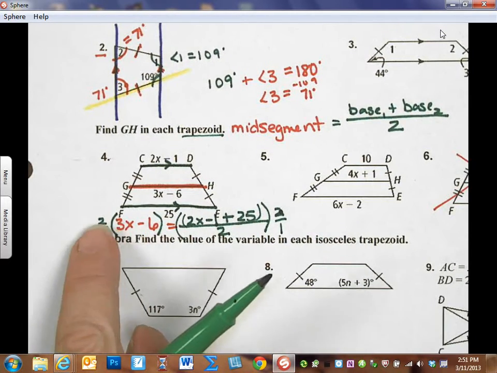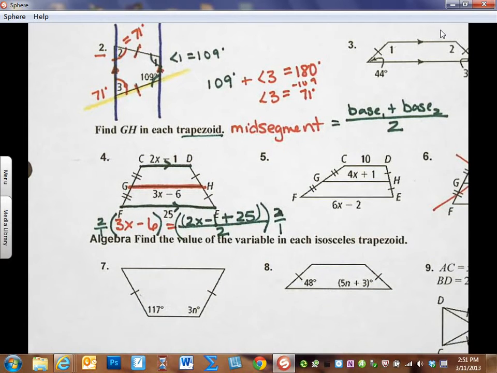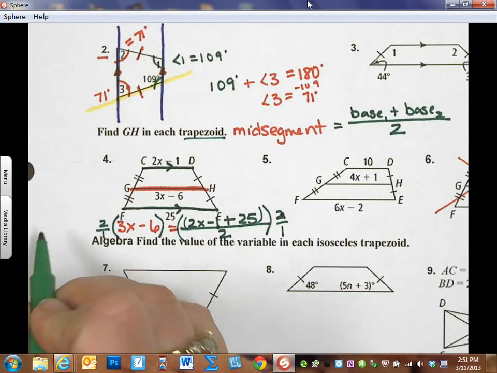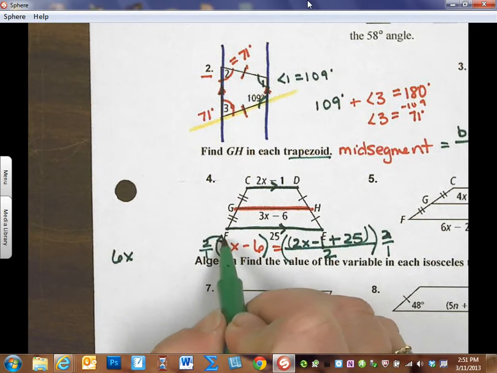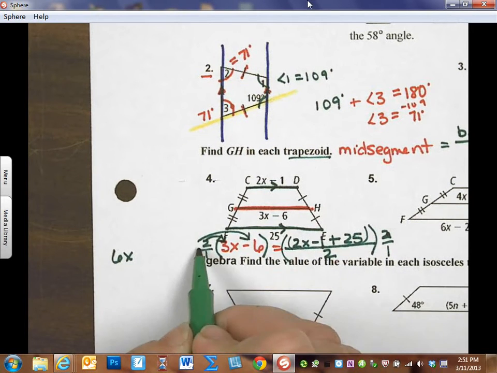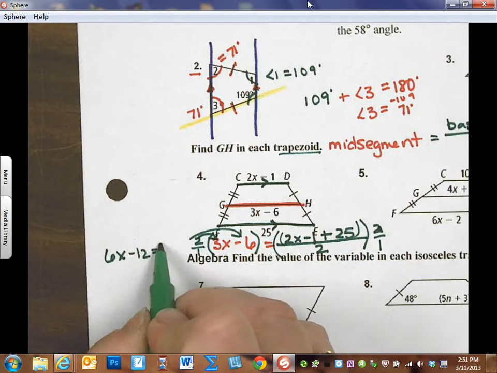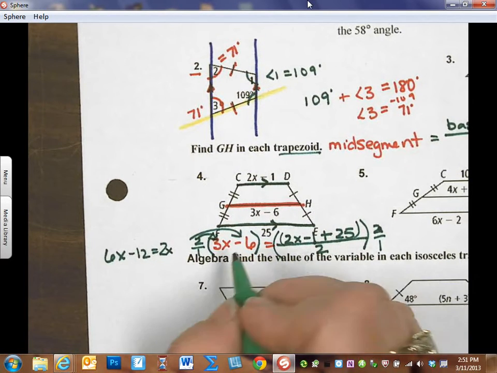So in fractions, we just multiply across. Our numerators are going to multiply. So I'm going to have 2 times 3x, which gives me 6x. Now I'm going to multiply over here: 2 times negative 6, that's negative 12. And that equals 2x minus 1 plus 25, that's going to give me 24.